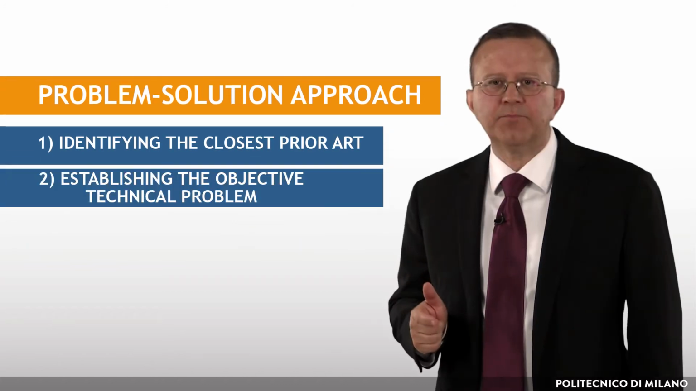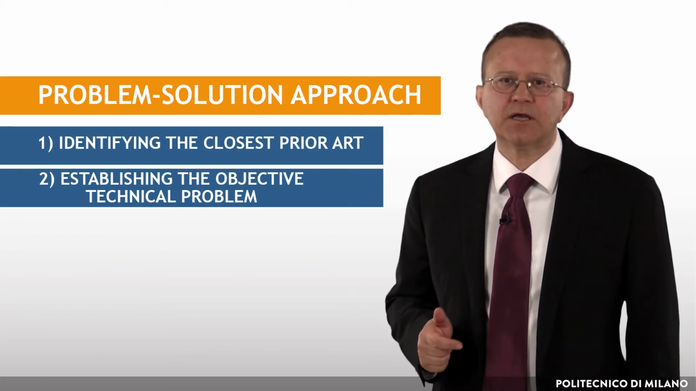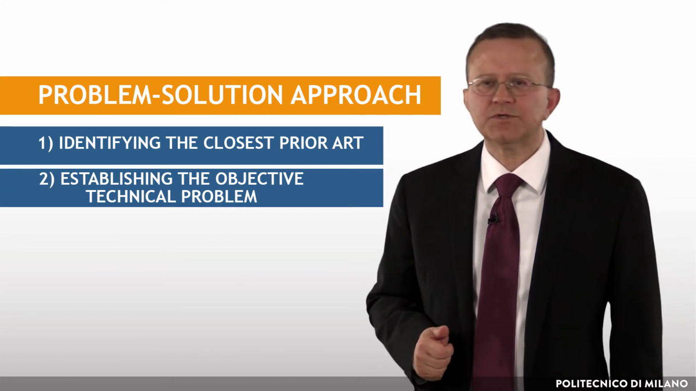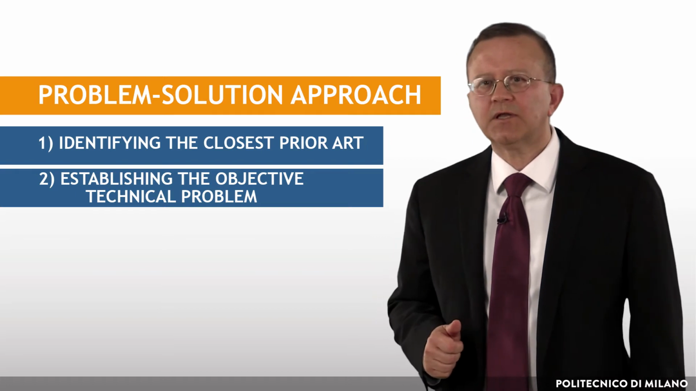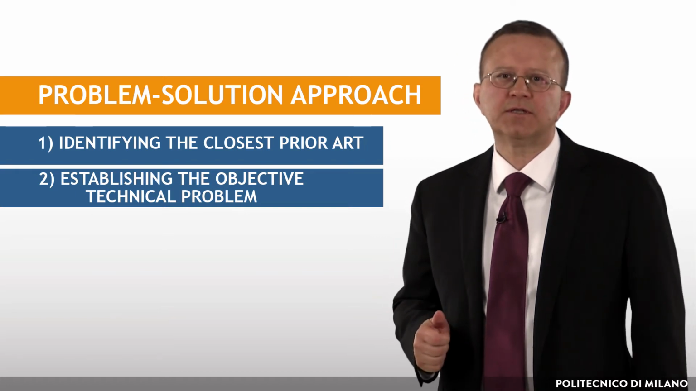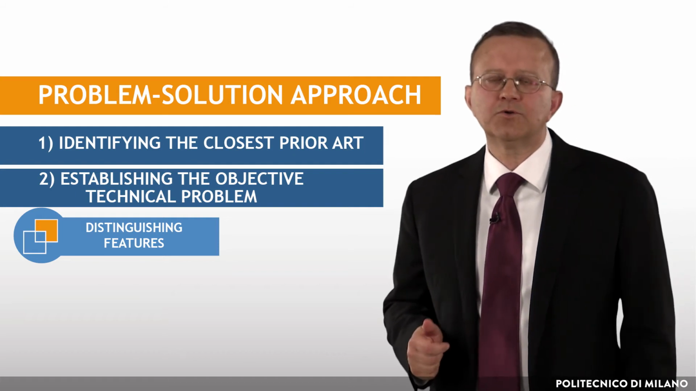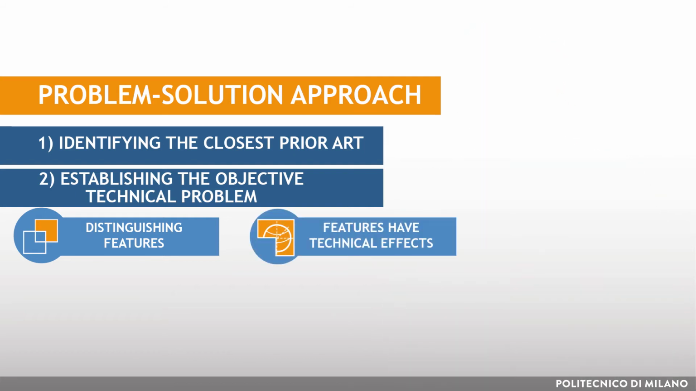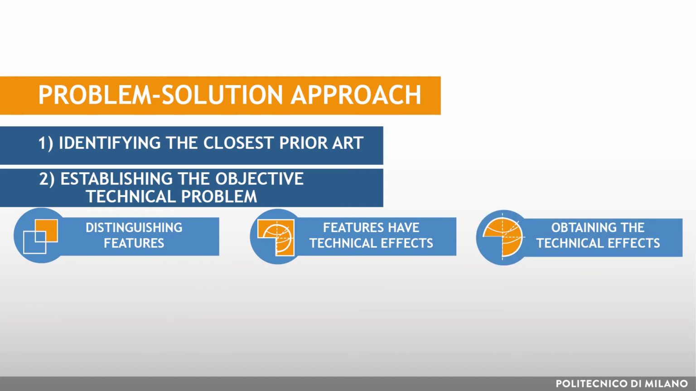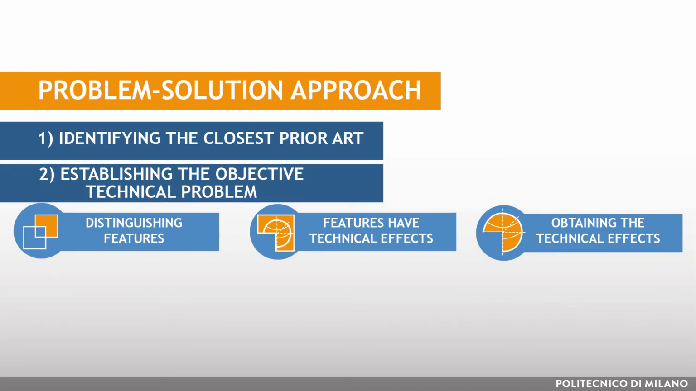The second step is establishing the objective technical problem in view of the closest prior art. The objective technical problem is determined starting by the distinguishing features of the invention over the closest prior art. The distinguishing features have certain technical effects. The objective technical problem is to obtain the technical effects provided by the distinguishing features. Depending on the selected closest prior art, the technical problem may be different.